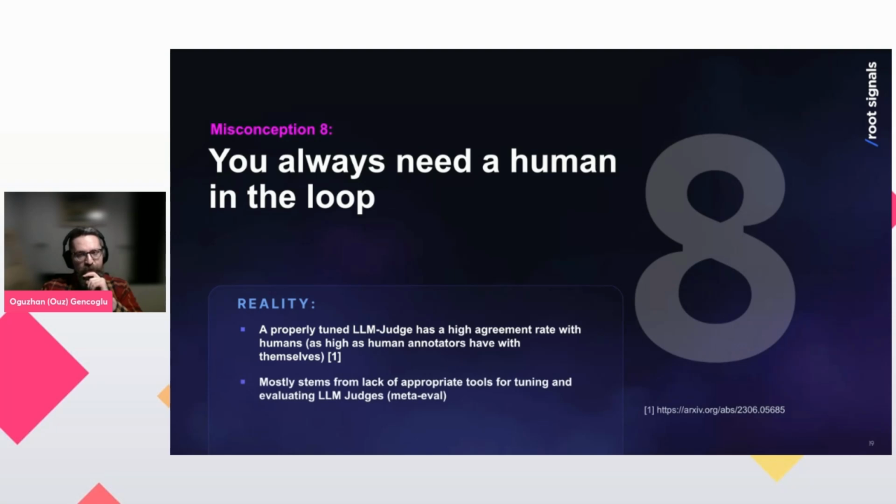And once again, this misconception stems from the lack of easy-to-use tools to tune these judges properly, which we provide at Root Signals.